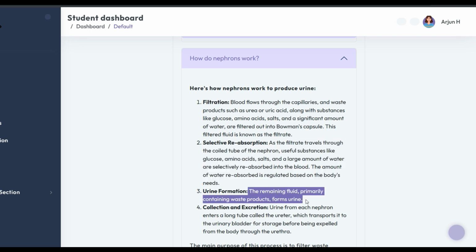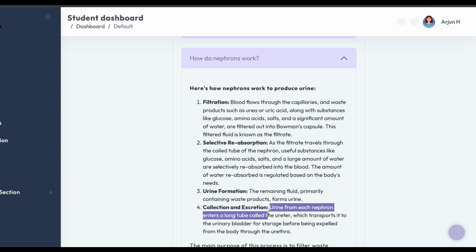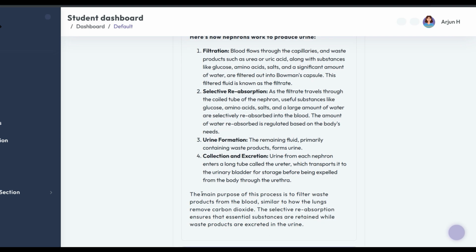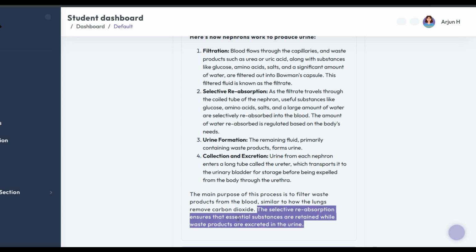So the remaining fluid primarily contains waste product, forms urine, and these are collected. So urine from each nephron enters a large tube called the ureter, which transports it to the urinary bladder for storage before being expelled from the body. The main purpose of this process is to filter waste product from the blood, similar to how lungs remove carbon dioxide. The selective reabsorption ensures that essential substances are retained while waste products are excreted in the urine.